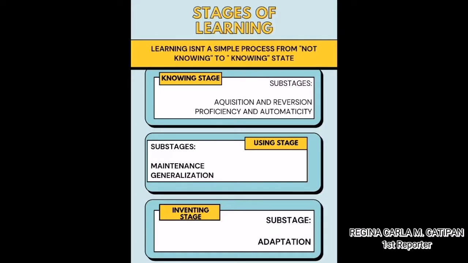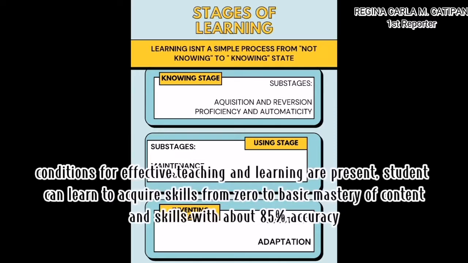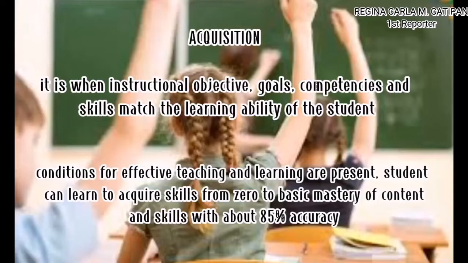But before that, let me share with you something important. Learning isn't a simple process from a not-knowing to a knowing state. So to understand it further, let us now discuss the 3 different stages. The first stage is the knowing stage, wherein it has 2 sub-stages: the acquisition and reversion, and the proficiency and automaticity. In the knowing stage, effective learning takes place when teaching is planned very well.